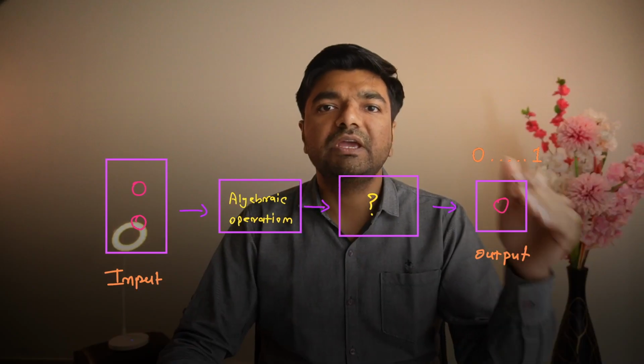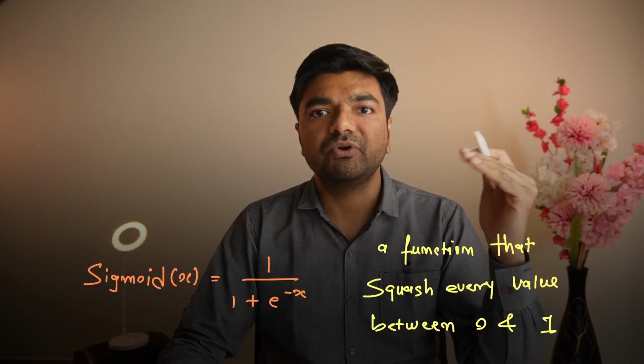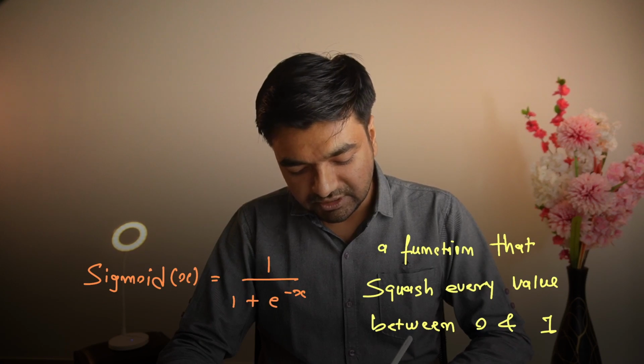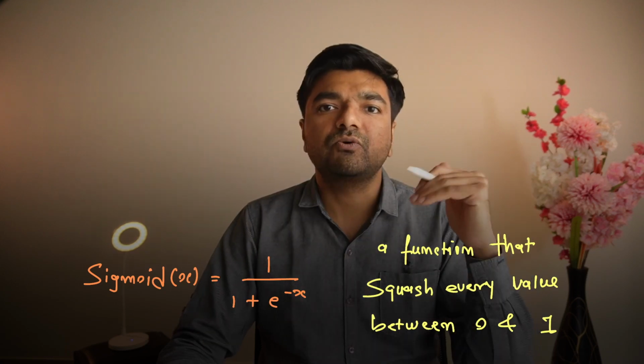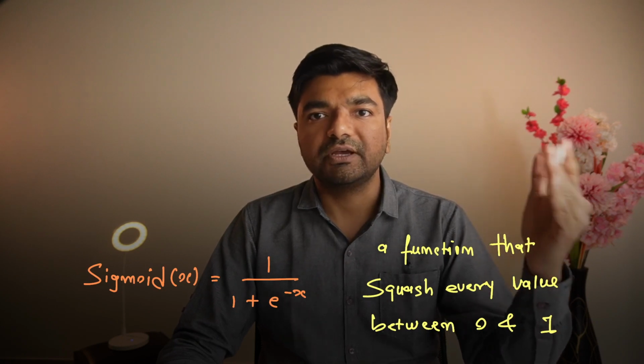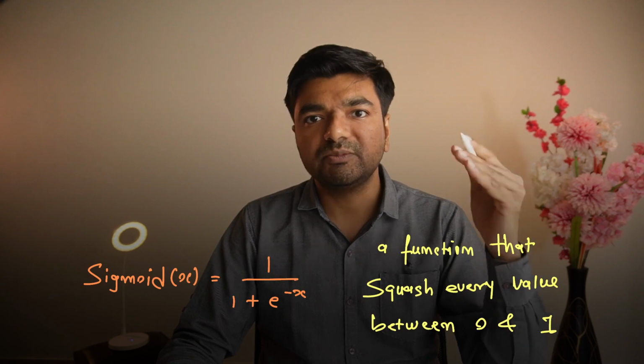In mathematics, we have a very useful function, that is the sigmoid function. Sigmoid of x is equal to 1 upon 1 plus e raised to minus x. This function squashes every value between 0 and 1. It doesn't matter whatever you provide to x, sigmoid of x will always be between 0 and 1.